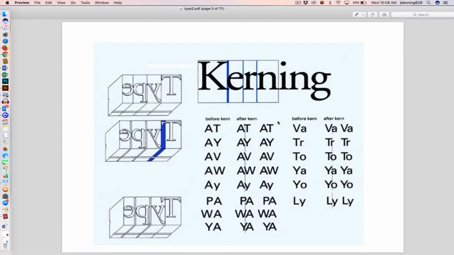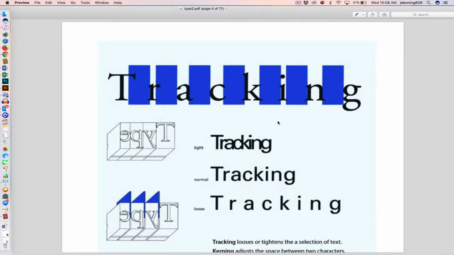Tracking is another term used in typography, and tracking is the amount of space between a string of characters. And so this is an example. And so you can see here that you have tight tracking, which is where the letters are really close. You have normal tracking, and then you have loose tracking. And it loosens or tightens the selection of text.